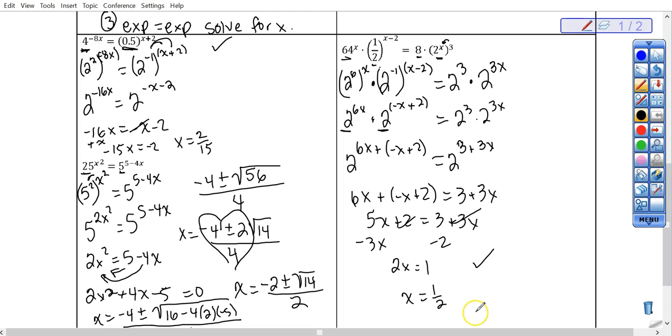Again, please check with your calculators to make sure that your answers are correct.